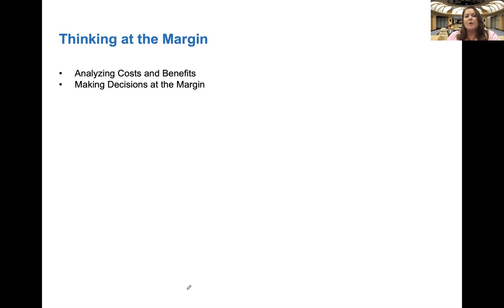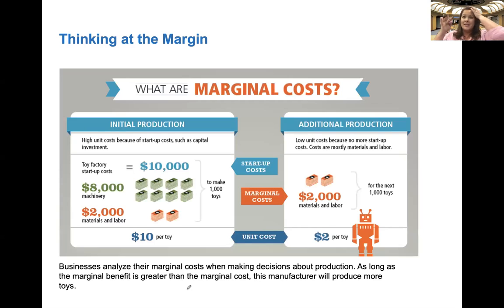And when we think at the margin, we look at analyzing the cost and benefits. What's that going to happen? And that's going to help us decide this. Here's a great example for thinking at the margin. Okay. Marginal cost. What does marginal mean? Extra costs. So this is a toy company.